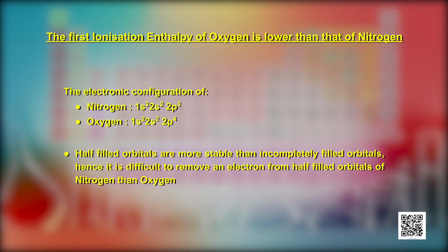Yes, it is due to the half-filled 2p orbital in nitrogen. Due to the stable configuration, nitrogen has less tendency to lose an electron, and hence more energy is required. Students, can you figure out more anomalies in the periodic table? Now let us learn about the variation of ionization enthalpy in a group.